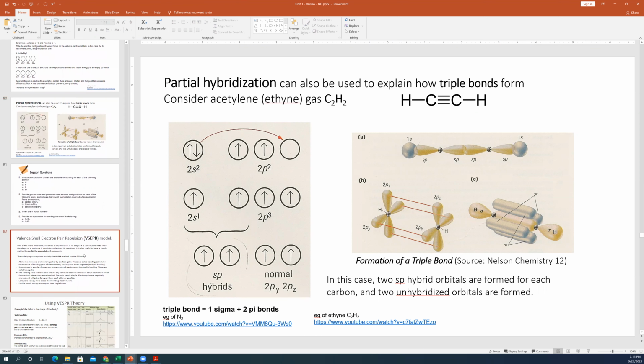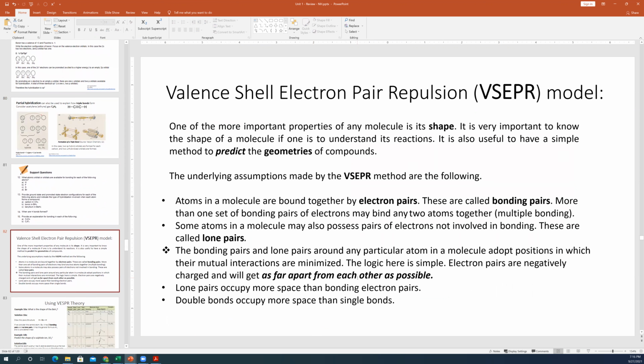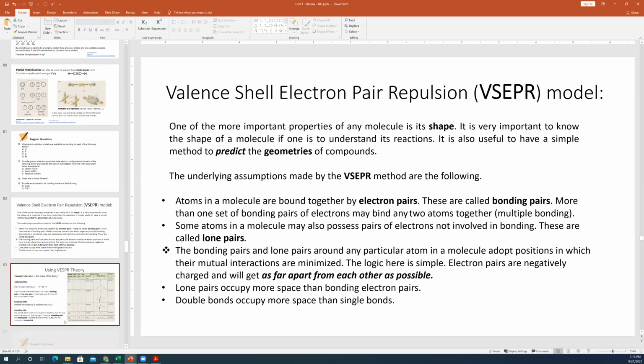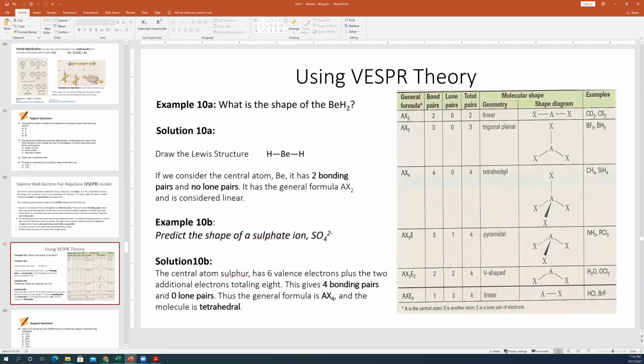What else can we talk about? All right, so do we want to talk a little bit about this valence shell electron pair repulsion model and how we can use this VSEPR theory to predict what sort of a shape, what sort of a geometry a molecule is going to have? Sure, okay. So we can use this table to look at what kind of geometry a certain molecule might have.